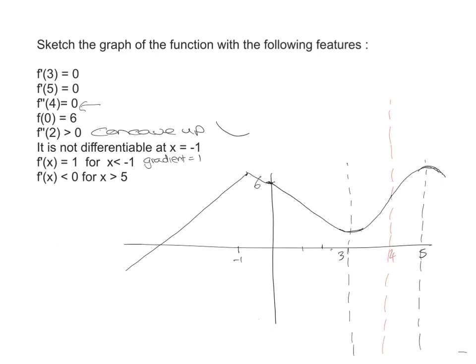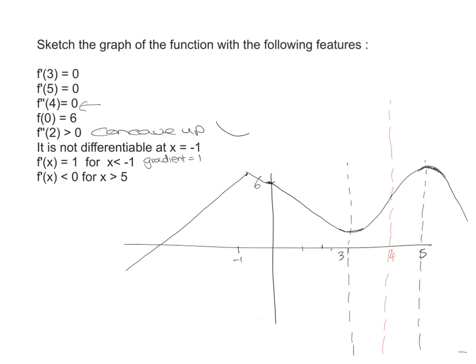And the last thing they tell us is f'(x) is less than 0, so that means the gradient is negative, so the function is decreasing for x greater than 5. And yes, we already knew that. That just confirms that that's a maximum or local maximum. And then after x equals 5, the graph's just going to carry on down. So it's decreasing because the gradient is negative.